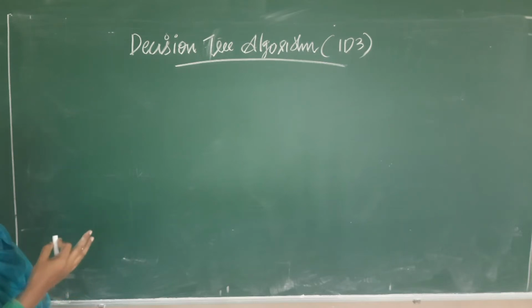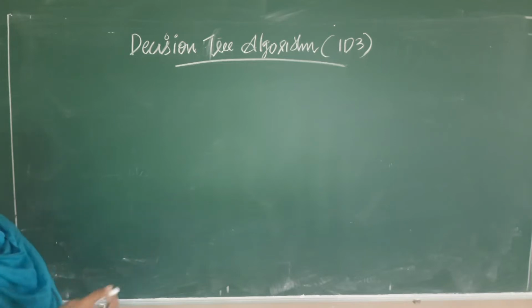Construction of a decision tree, that is, the algorithm for construction of a decision tree, which is the iterative dichotomizer tree. Yeah, we will see the algorithm. Before that, we will see what exactly is a decision tree. So, a decision tree is actually used to take classification decisions.